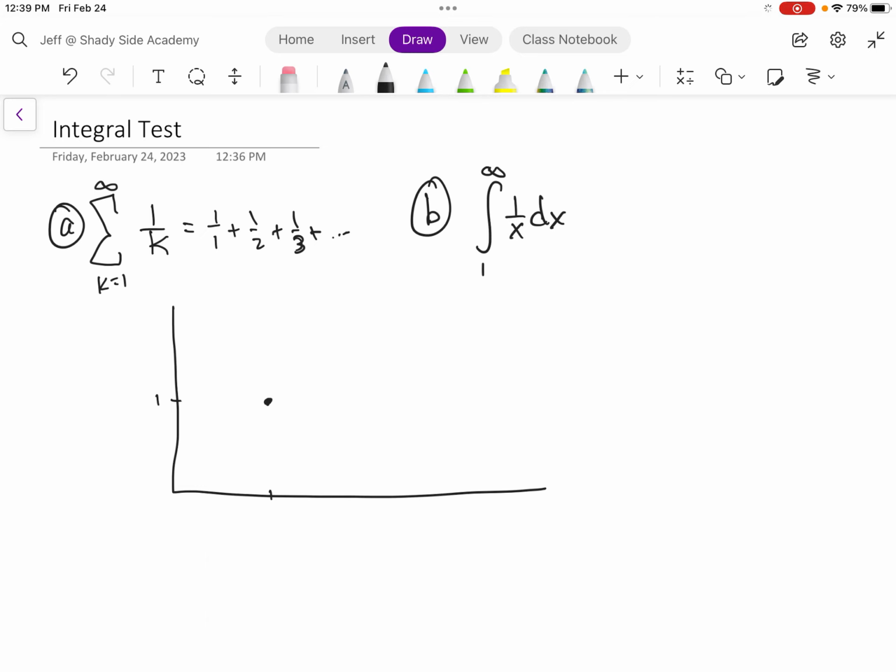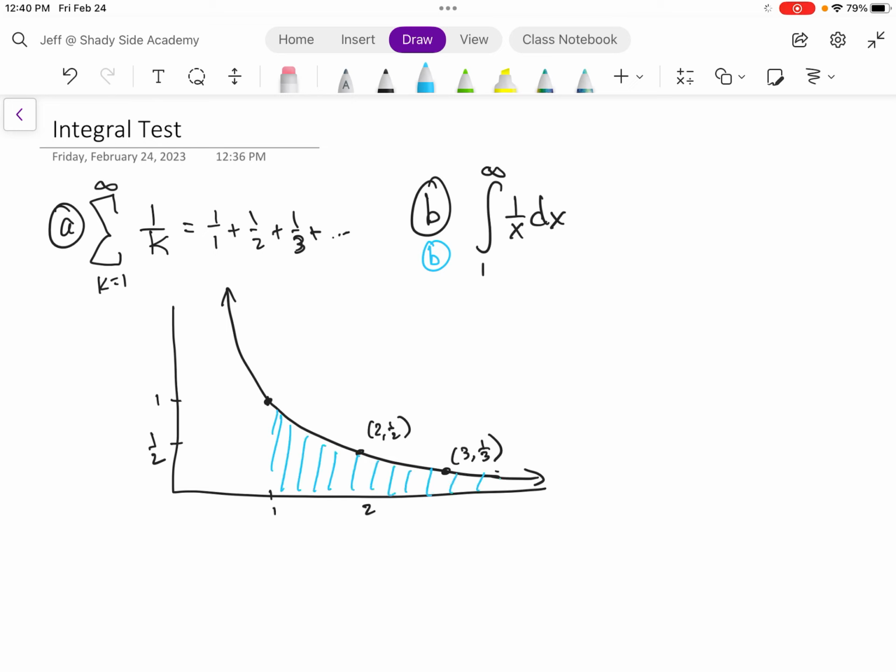So here we have some point here. It's going to go up this way and come down this way. Maybe this is a half here, this is 2 comma a half, and this is maybe 3 comma a third, and so on. And we know that the area B here, in blue, is going to be the area underneath this curve going all the way out here.